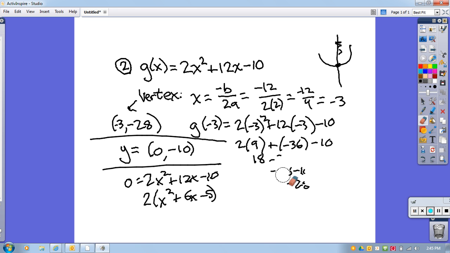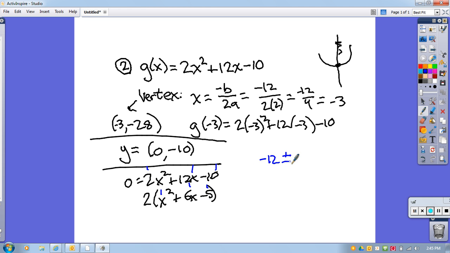I need a little bit of space for that. Allow me to erase. I might even change color just so we can see it. What's interesting, when I go to find those zeros, I could use the 2, 12, and negative 10, or I could use the 1, 6, and negative 5. They'll give me the same zeros. But I'll just do it the long way. Negative b plus or minus the square root of b squared minus 4 times a times c, all over 2 times a.